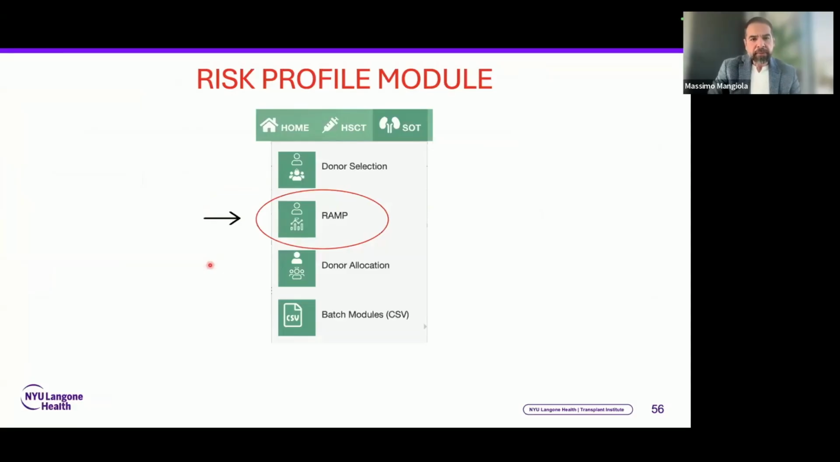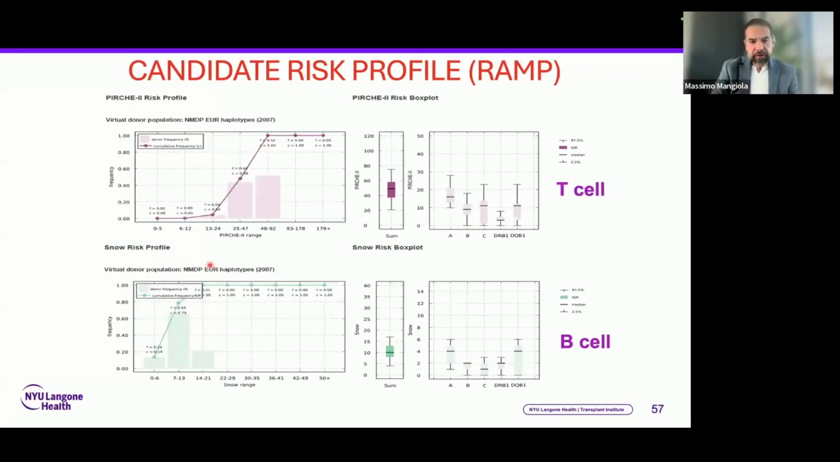RAMP. RAMP is the risk profile module. It is intended to figure out, for a particular candidate, the probability of finding a low molecular mismatch donor, or it just gives you a snapshot of what it looks like in the population. Those are the graphs that you get from doing a RAMP. It starts with entering the HLA of the patient, and then once you RAMP it, it gives you a bunch of graphs like that.